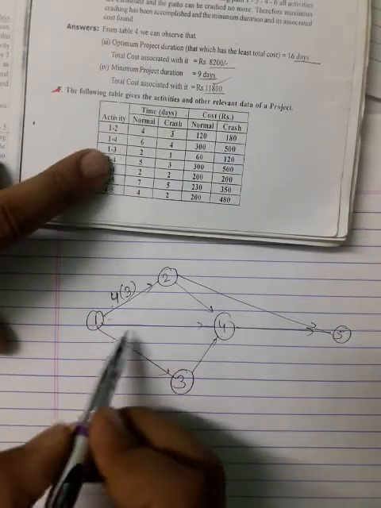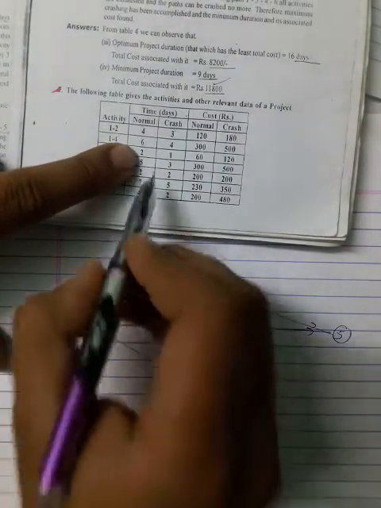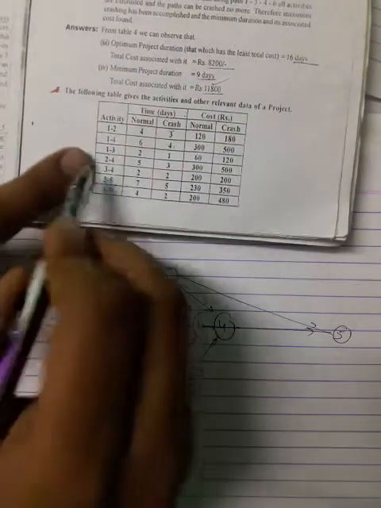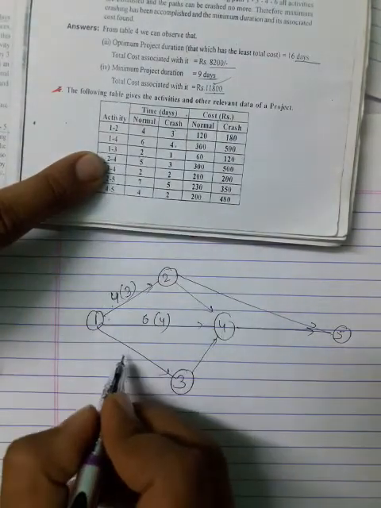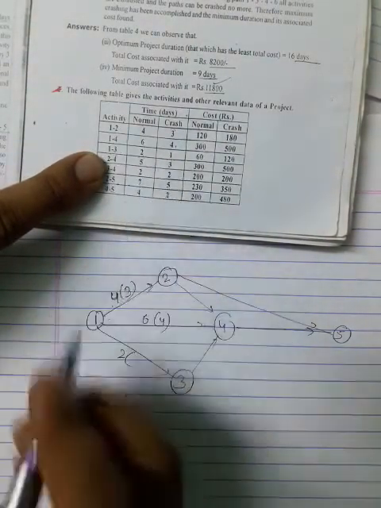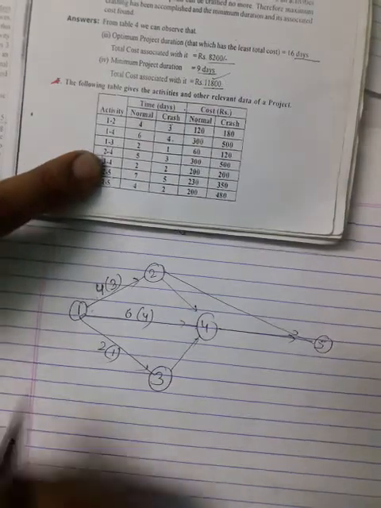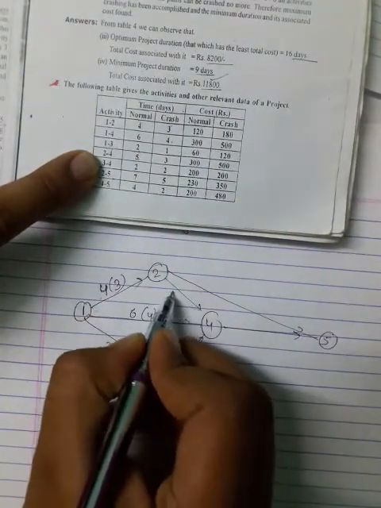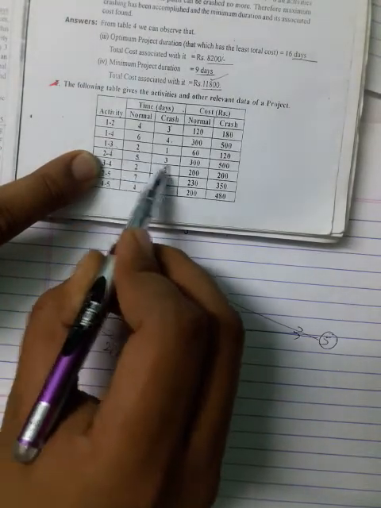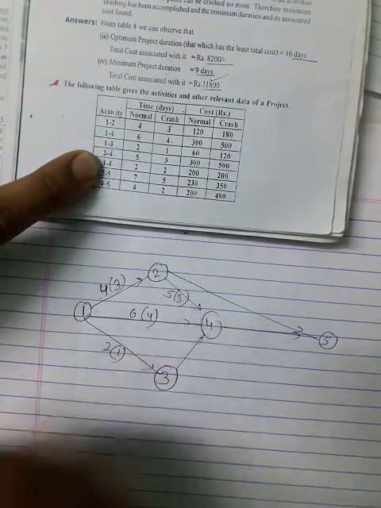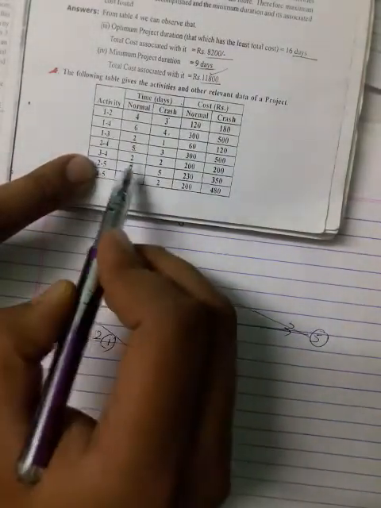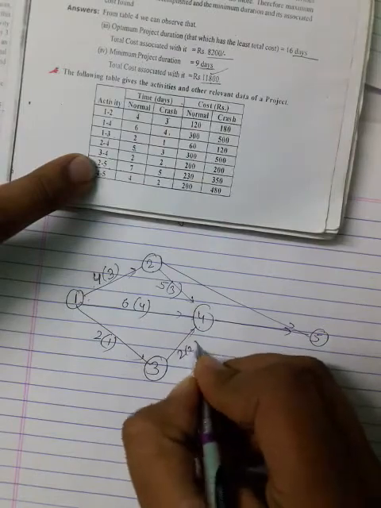Same thing for the 1 to 4 activity. 6 is your normal time, and in the bracket write the crash time, that is 4. Same thing for the 1 to 3 activity. Normal time outside, and inside is the crash time, that is 1. Same thing for the 2 to 4 activity. 5 is the normal time outside, and inside you write the crash time, that is 3. Same thing now for 3 to 4: 2 and 2, it is there.